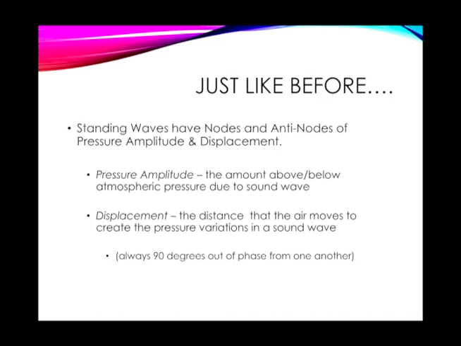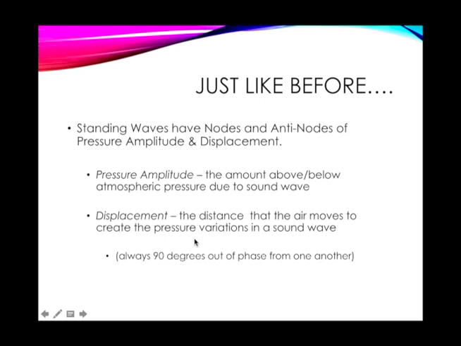So just a little bit of review again, things we've already talked about when we looked at particularly a standing wave in a tube, is this idea of pressure amplitude and displacement. And standing waves have nodes and antinodes of pressure amplitude and displacement. And pressure amplitude, again, is the amount above or below atmospheric pressure due to that sound wave. And displacement is the distance that that air moves to create pressure variations, okay?